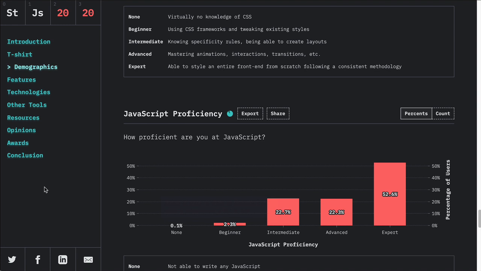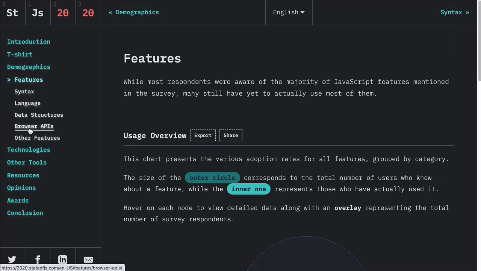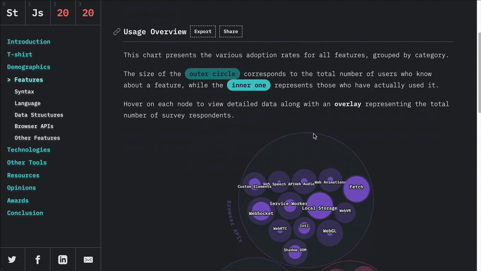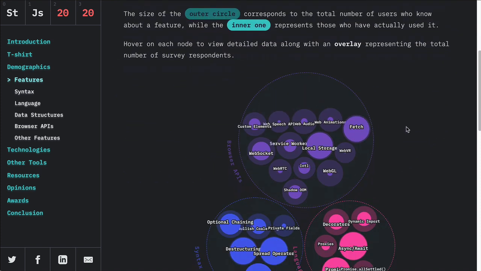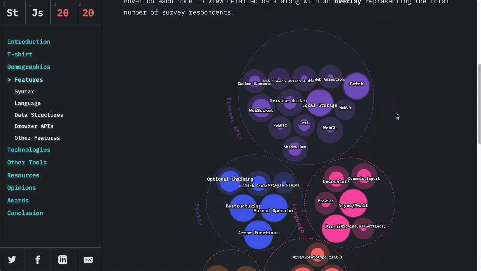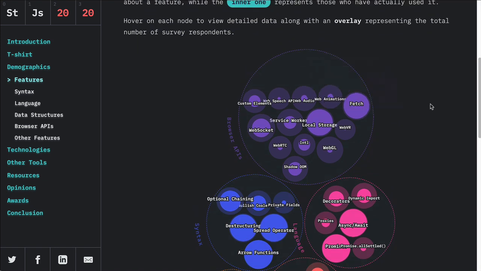All right, another area I want to comment on, and that has to do with features. This is actually what I see as a positive thing, for me anyway. Now, I like this graph that they present at the start of features. They're circles that represent different things that we can use in JavaScript. The outer circle represents those that have heard of the technology. The inner circle are those that have used it. So for example, fetch, the inner circle is almost as large as the outer circle, which I think is a good thing, that people are using fetch that have learned about it.